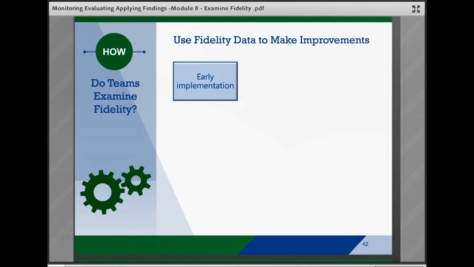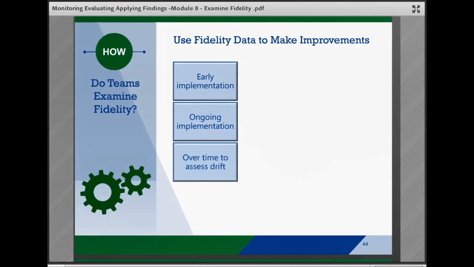Assessing fidelity and making adjustments is particularly important in early implementation to determine areas needing attention. And after implementation, when practice inconsistencies are identified, to determine what adjustments are needed to improve adherence and competency. Fidelity assessments over time can prevent program drift and can help teams understand why anticipated outcomes are not occurring.